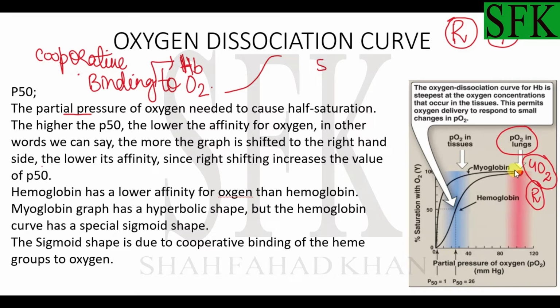Now when the red blood cells travel towards the tissues, the partial pressure of oxygen in the surrounding tissues decreases. What is the partial pressure in tissues? It's pretty low, indicated by this blue region over here, approximately between 10 and 40. This low partial pressure of oxygen causes the oxygen to be dissociated from the hemoglobin molecule, and also some other factors which we are going to discuss in the upcoming lecture.